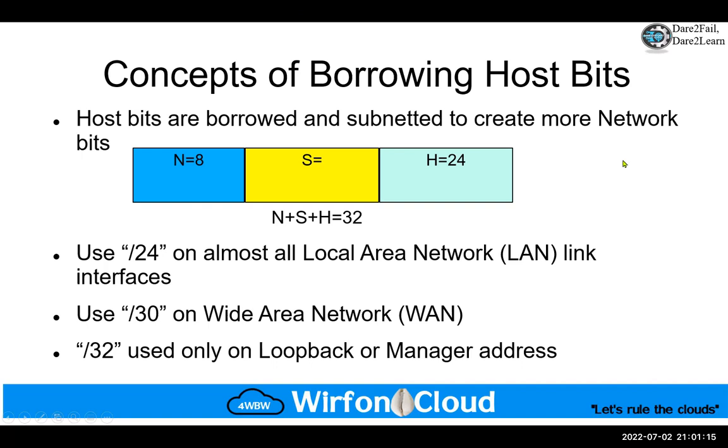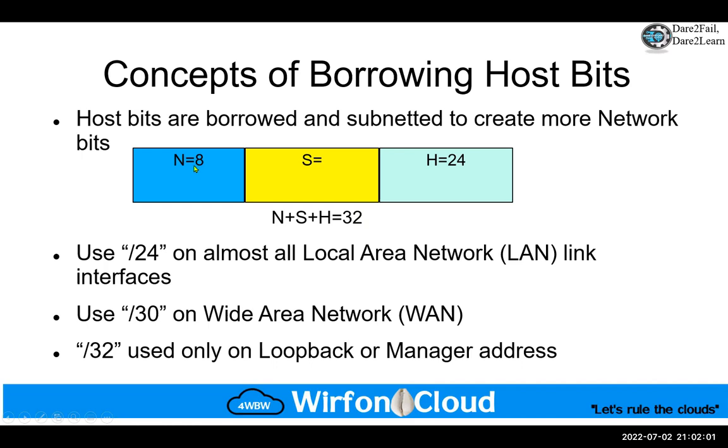Okay. So at this point, I was talking about borrowing host bits. So we know for an IP address, we have 32 bits, and we have a network and we have a host, and those two always add up to 32. Now, what happens if we want to subnet some bits? What we'll do is we'll take some host bits and we'll subnet those. And whenever we want to subnet, we'll still have to keep in mind that the network plus the subnet plus the host is always 32. We always have 32 bits.